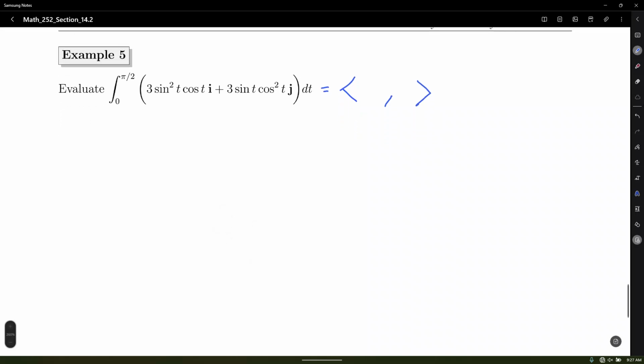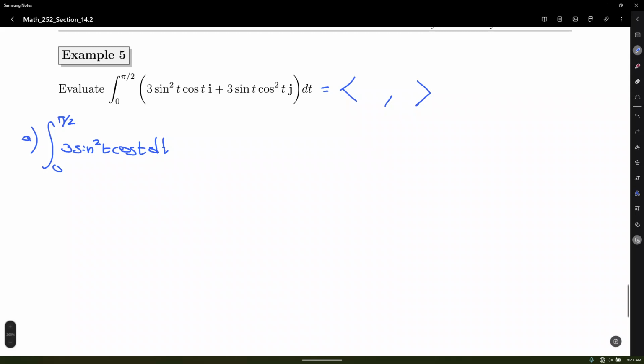So, and again, I'm going to set these two separately. That is the integral from 0 to pi over 2 of 3 sine squared t cosine t dt, and then I'm going to set a separate integral for the second component. All right. Any ideas how do we evaluate this integral?